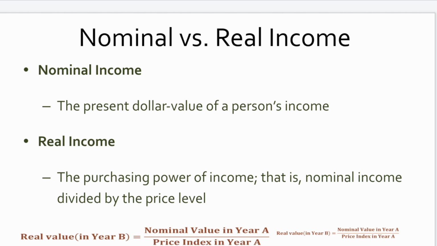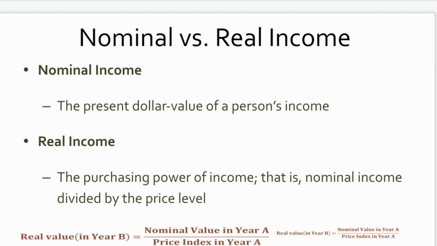Let's look at this concept of nominal and real. We've been beating around the concept of nominal and real here for a bit, and now we need to really explain how it works. So let's look at it from a nominal versus real income perspective. Nominal income is the present dollar value of your income. So if you make $100,000 a year, that is your nominal income. That is what's stated on your check.